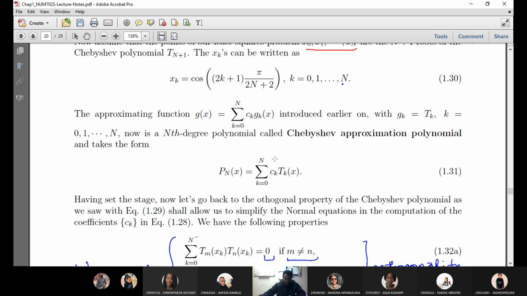Now, if you come back to the general form of the function, we take this gk to be Tk, our Chebyshev polynomial. Now, if this is a Chebyshev polynomial, remember Tk is a polynomial of degree k. Now, if you take this combination, you see that the highest value of k here will be n. Meaning that if you take the sum of all these polynomials, this will be a polynomial of degree n.